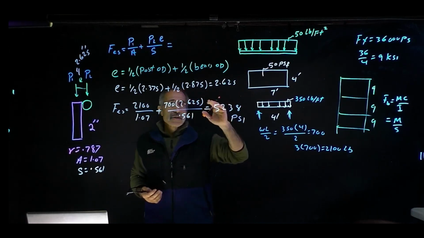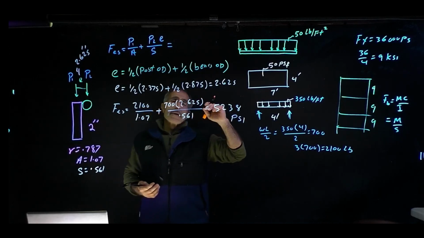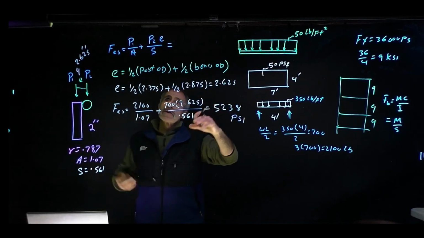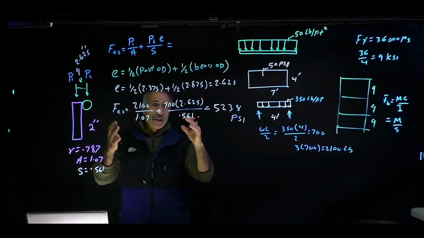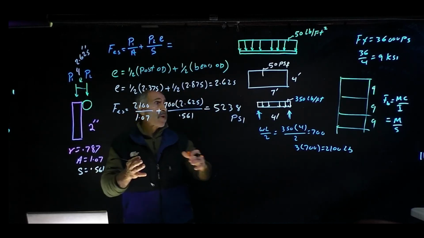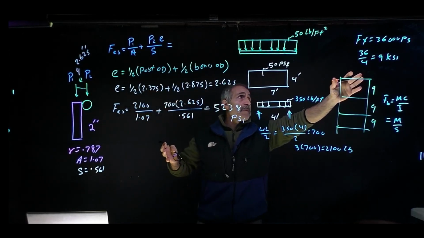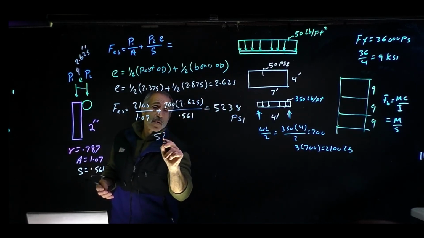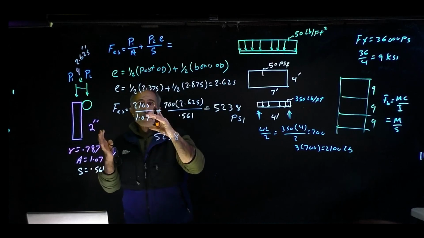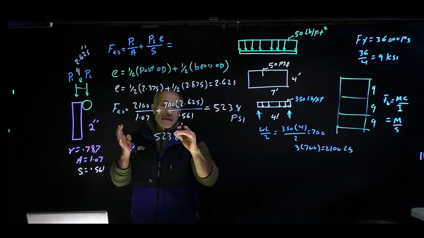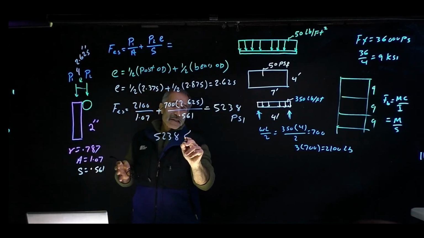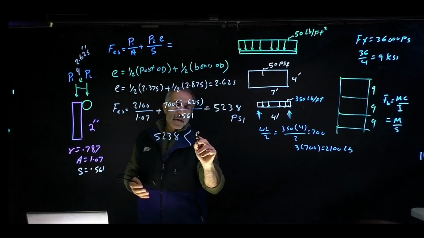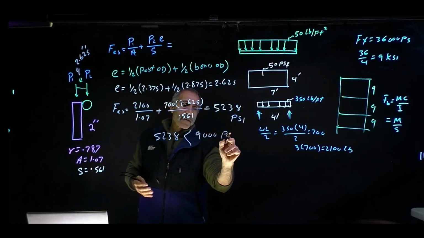This is a bending stress due to our load. So the allowable bending stress due to our load, we said it was 9,000 psi, remember? So that's the allowable bending stress. Therefore, we're going to say, okay, 5238 psi, which is our bending stress based on the load, is less than the allowable that we calculated, which was 9,000 psi, and we are good.